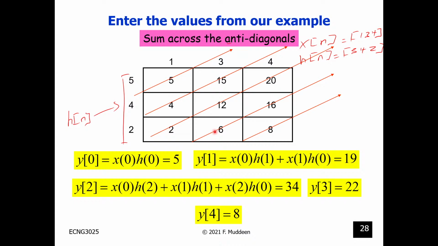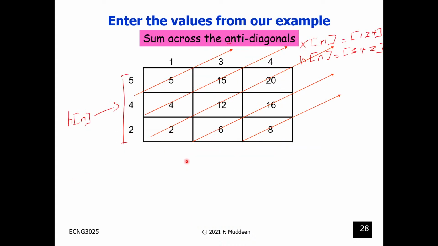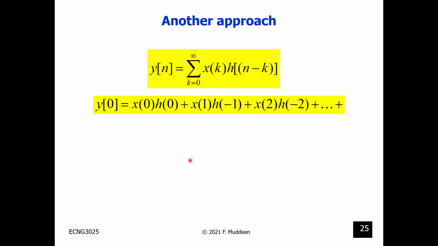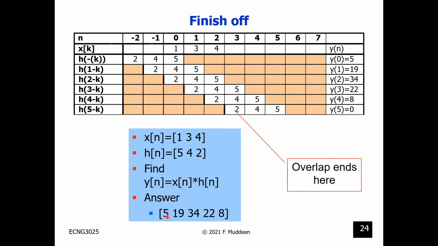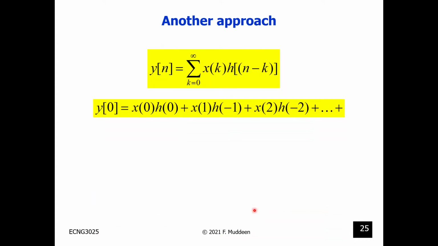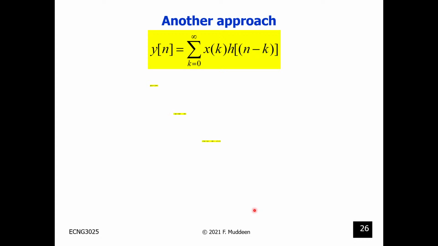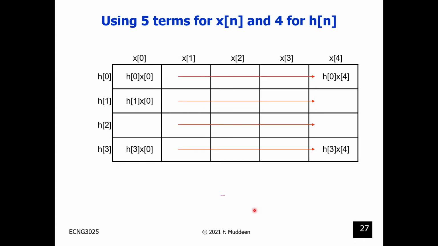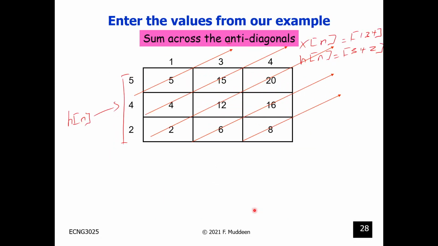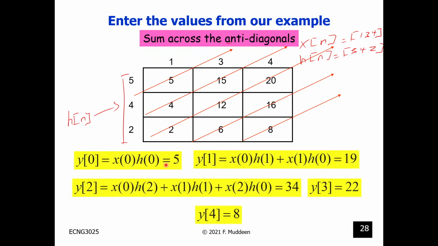Y3 would have been 6 plus 16 here, which gives us a value of 22, and y4 here would give us 8. And this would just give us the same output sequence that we just saw when we did the manual form of the convolution. 5, 19, 34, 22, and 8.